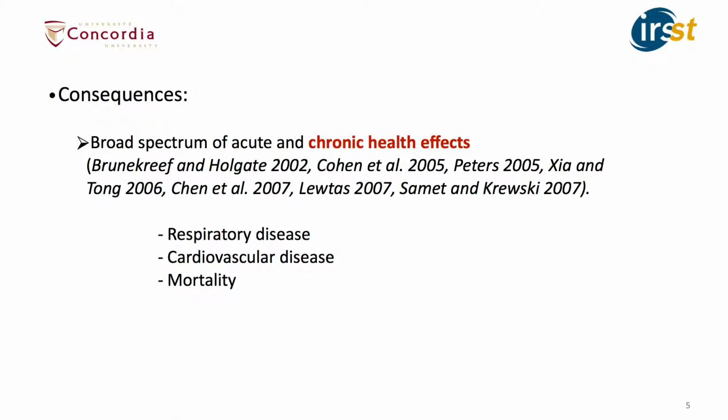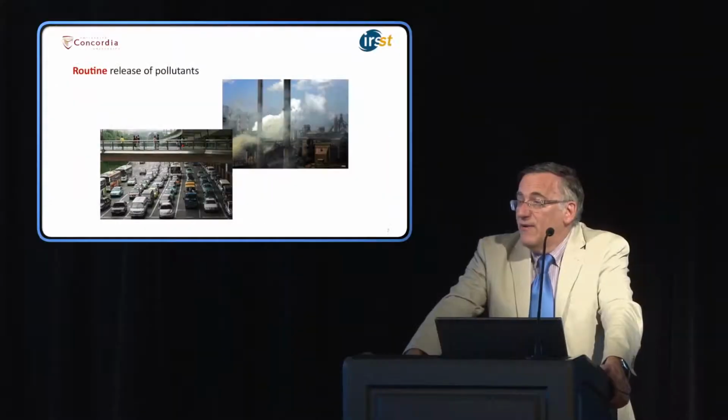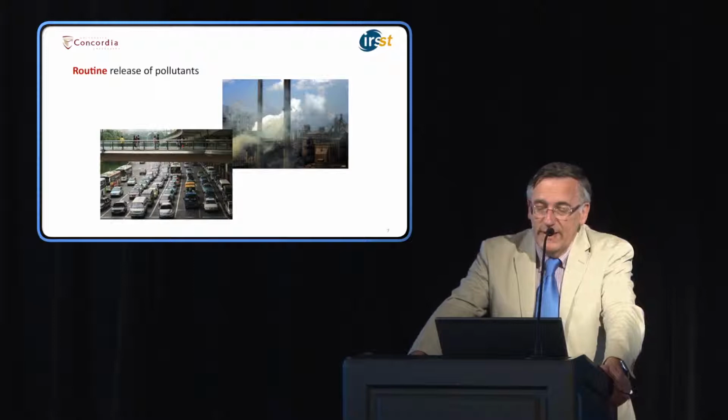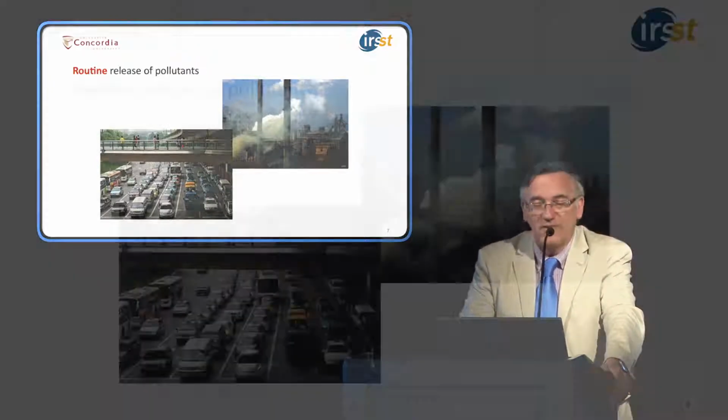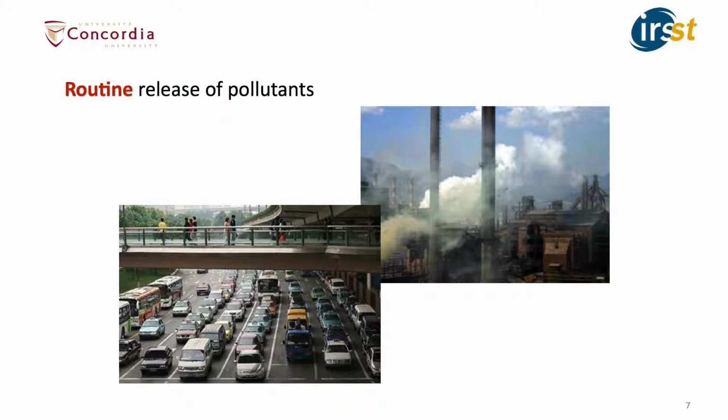Consequences, again, we all know that. There is a broad spectrum of acute and chronic health effects. There are plenty of references. These are just some selections here that talk about respiratory diseases, cardiovascular diseases, and mortality. We are referring particularly to air pollution in urban areas, and some examples that I think speak for themselves, whether it is traffic related or industrial laboratory related.